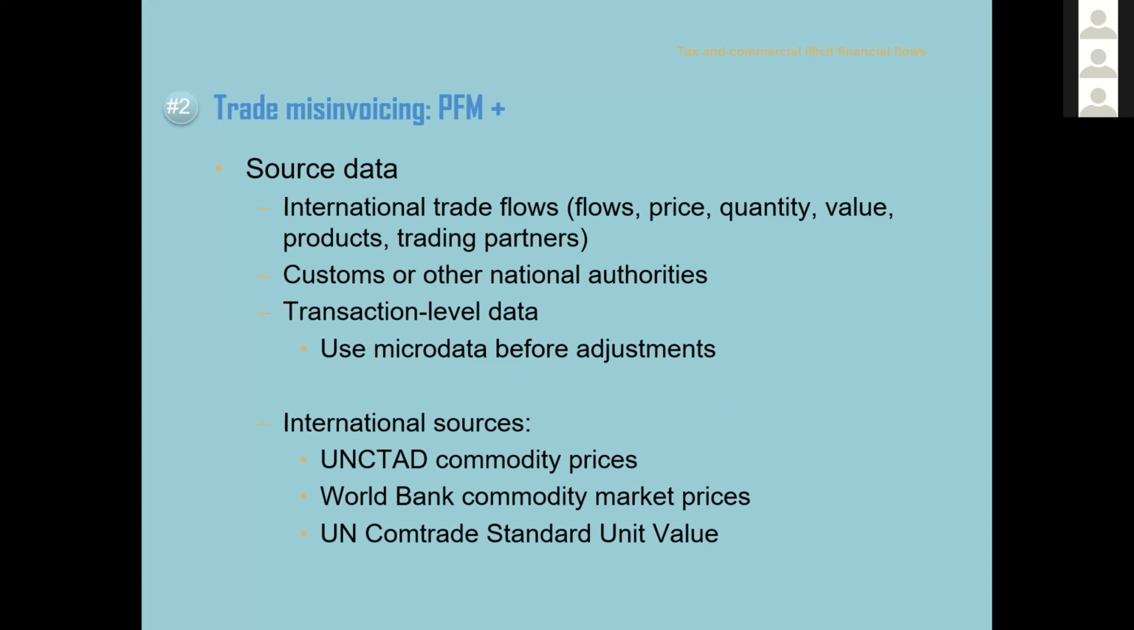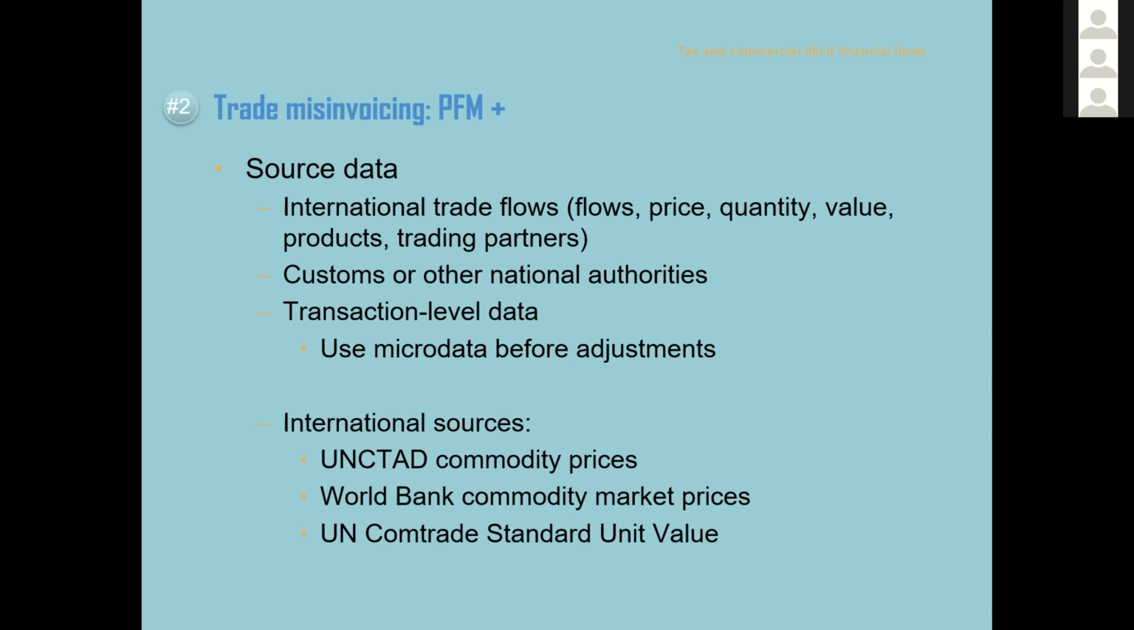Okay, so now what data do we actually need? This method is building on transaction level data of international trade flows. So we are looking at the flows, the prices, quantities, values, products, trading partners as well. It is useful, as we mentioned earlier, that the national statistical offices and the customs work together on the preparation and cleaning of the data and on properly assigning or classifying each particular transaction in order to be then used in the method calculation.